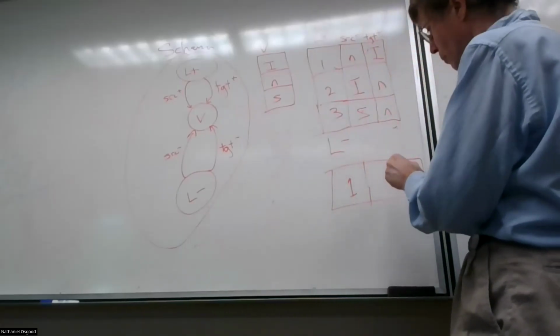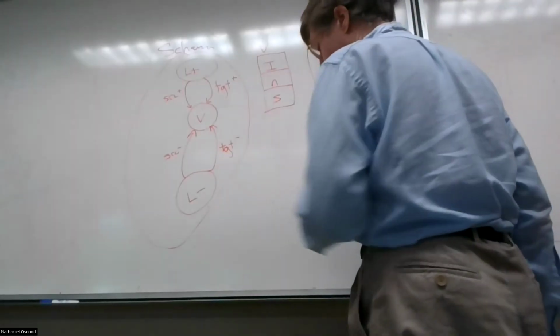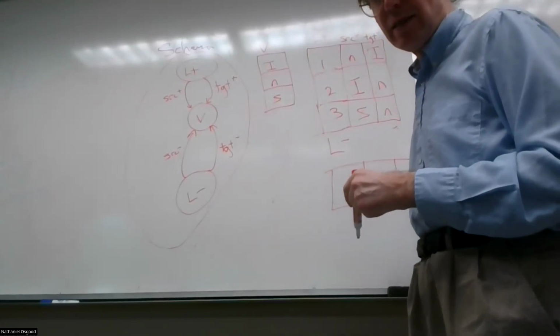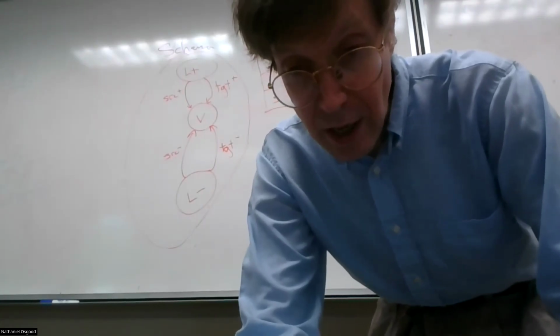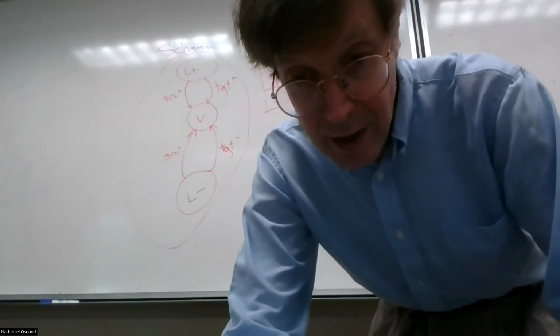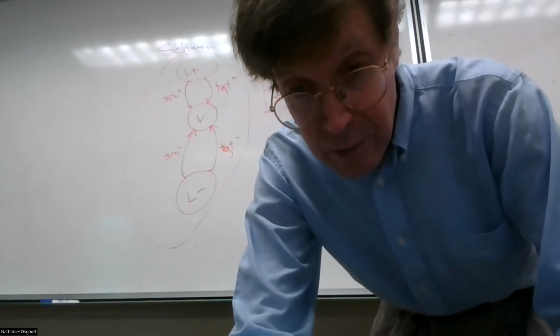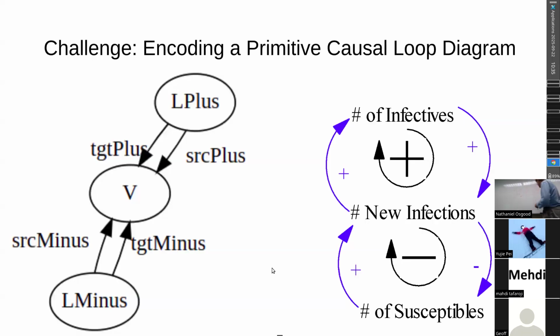And what is the source of the L minus? Where does it come from? Remember, the single negative link. It comes from N to S, down there. So it goes from N to S. Are we good with this? Okay.